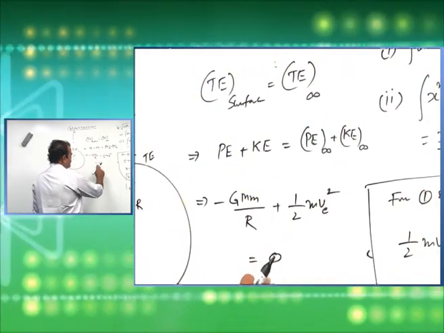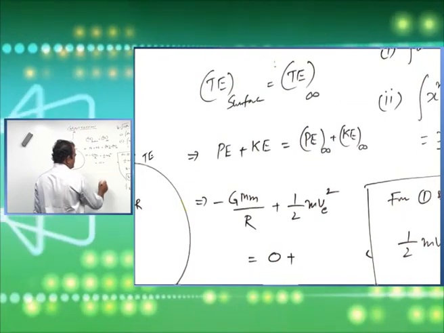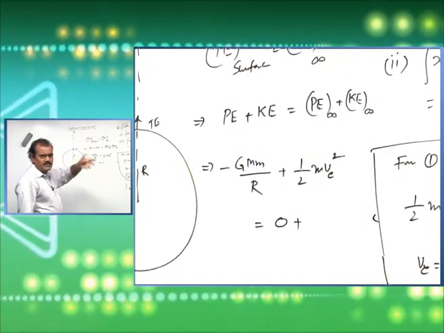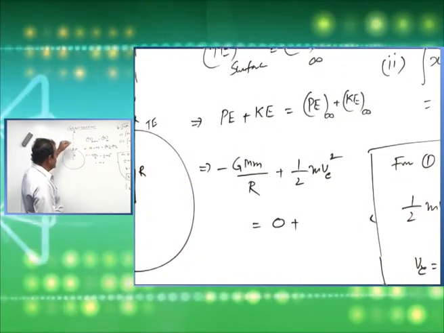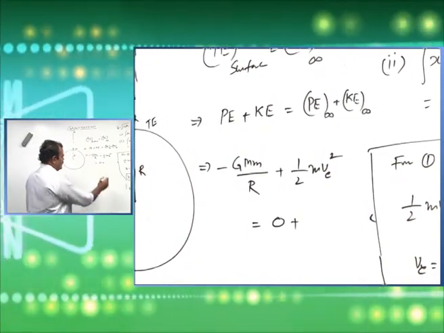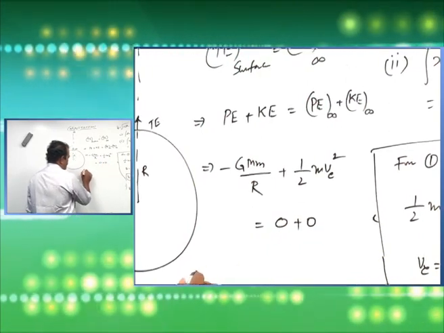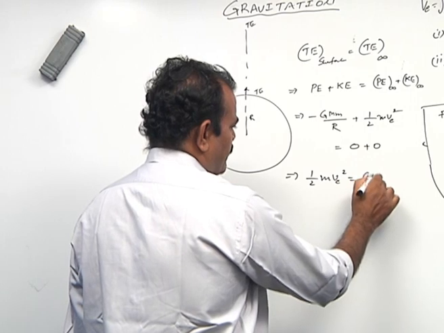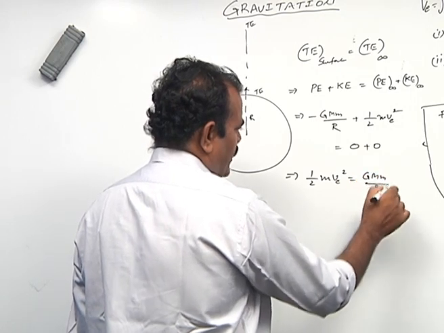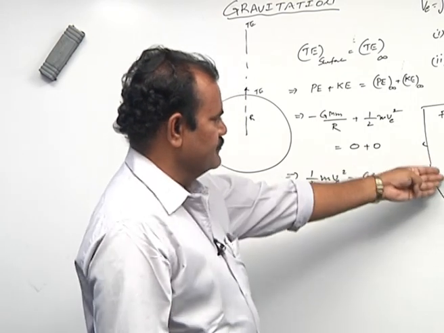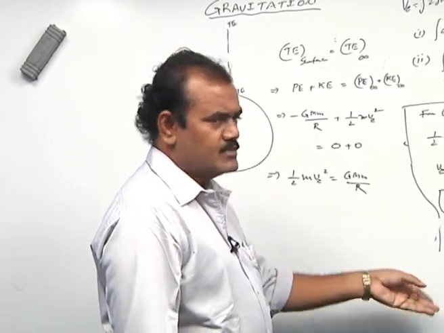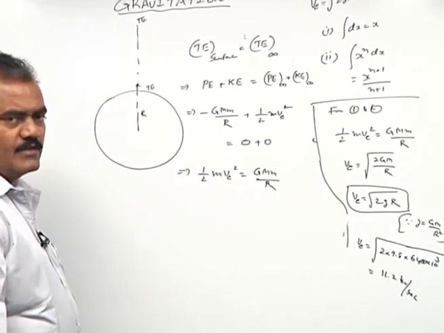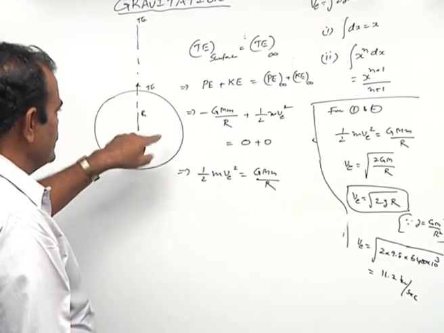Now at infinity that becomes 0. Next, kinetic energy: as I just told, on reaching infinity its velocity becomes 0, because it is the minimum velocity with which we are projecting. That's why here also it will be 0. Therefore 1 by 2 m v e square is equal to GMm by R, and thereafter we again get V is equal to square root of 2gR. So this can be taken as a second method to get the escape velocity, according to the conservation principle.